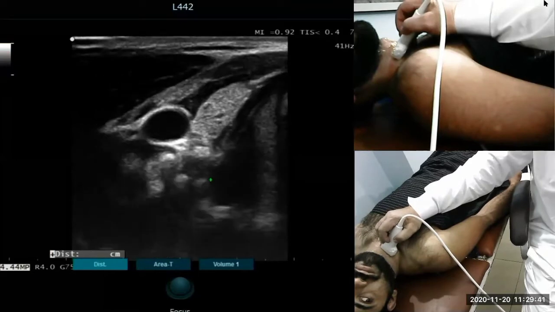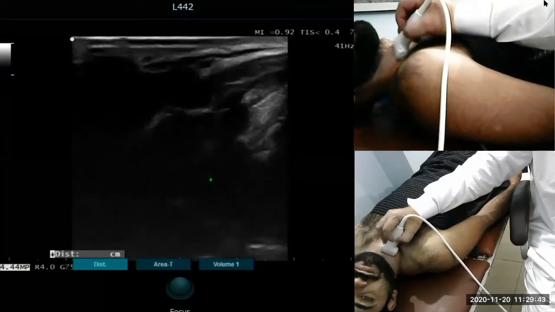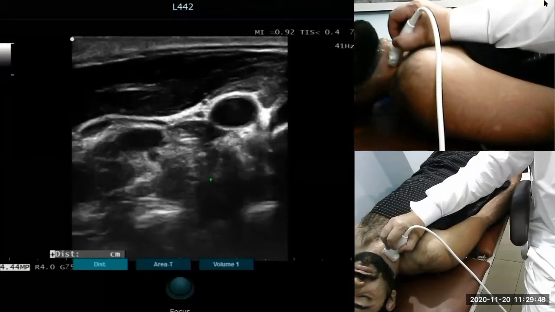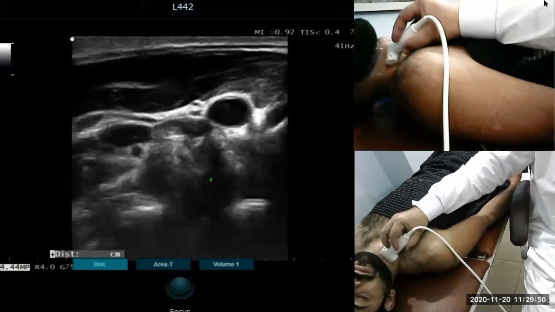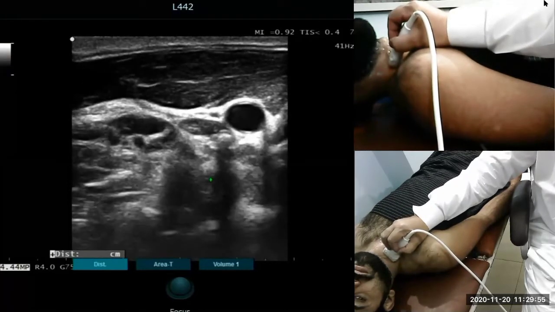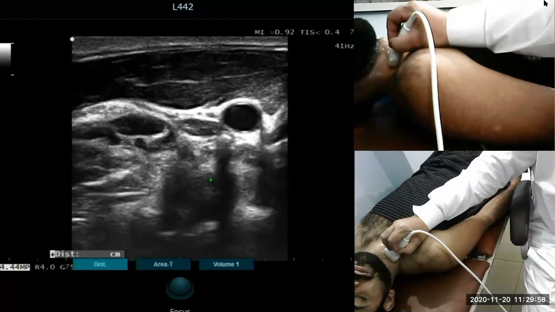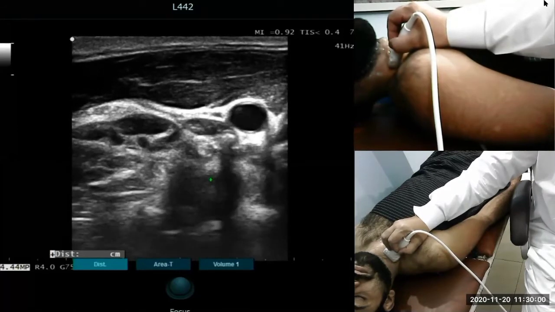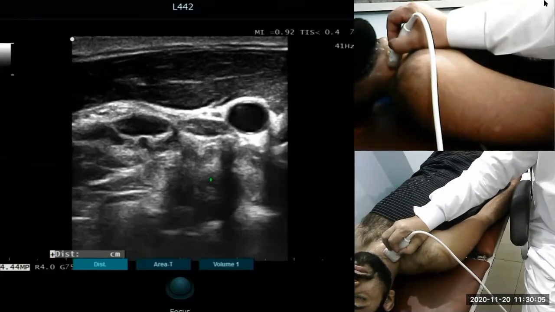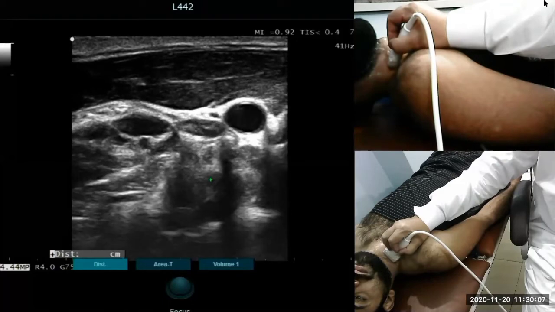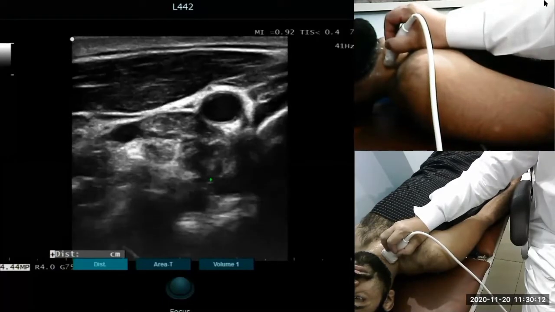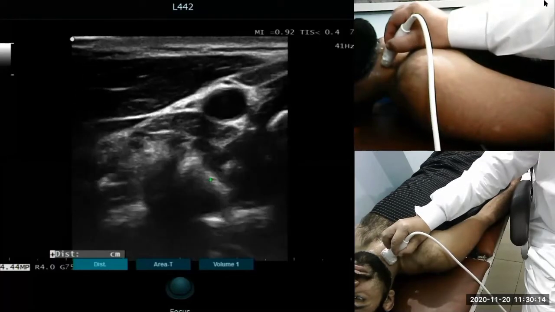We have seen the blood flow in the carotid, and we also would like to see the blood flow in the vertebral artery. We all know that two internal carotid arteries and two vertebral arteries are responsible for the supply to the brain. So how are we going to locate the vertebral artery?